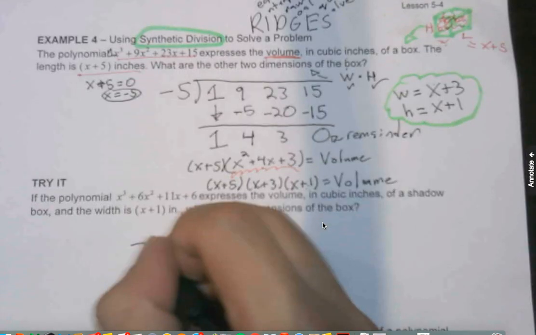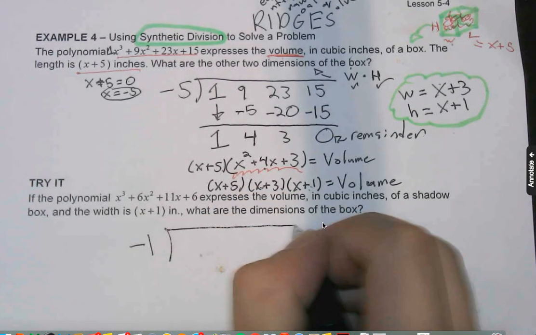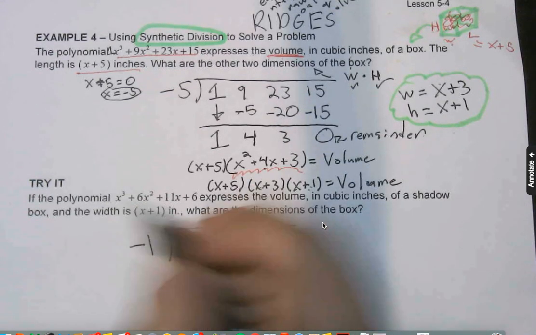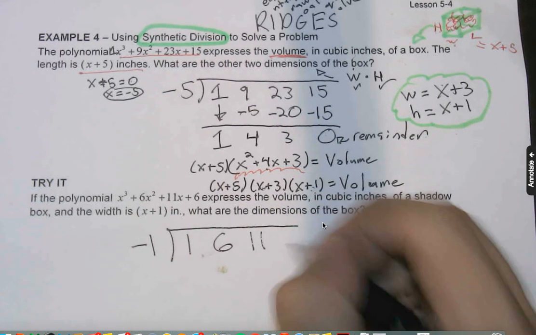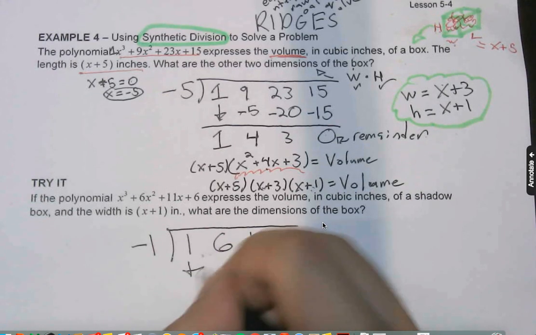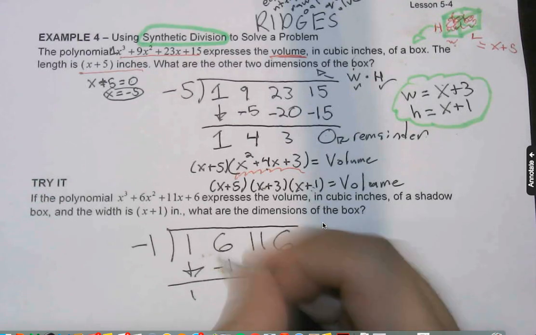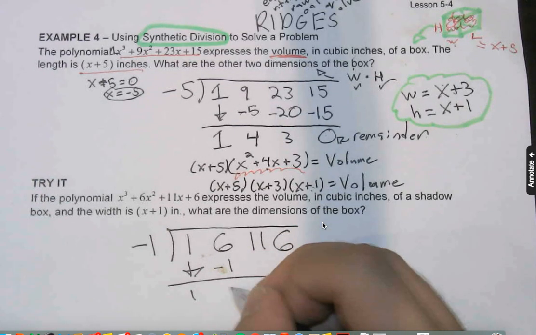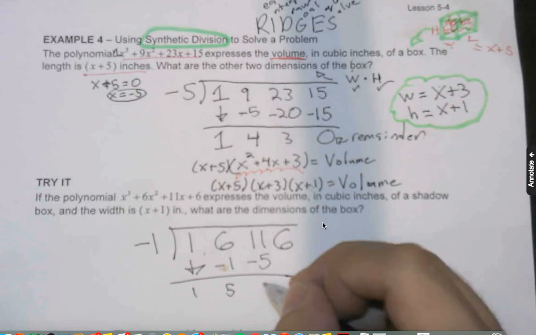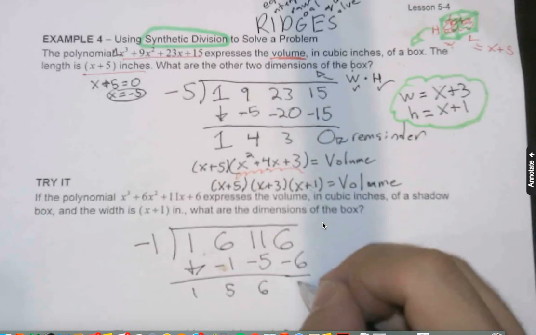But you should be taking a root of -1. You should be using coefficients of 1, 6, 11, and 6. Drop that 1 like it's hot. Got 1, multiplying, getting rid of 1. 6 minus 1 gets us 5. Minus 5, leaving us 6. Minus 6, getting us here.